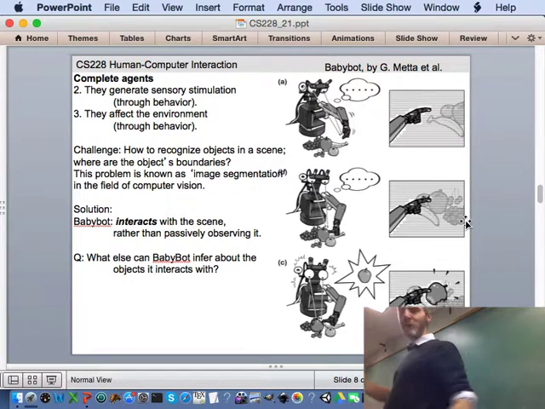Given what I've just told you, and thinking about what BabyBot can exploit, BabyBot can do things. It can push against the world and observe how the world pushes back. And some of what it sees is its effect on the environment, in this case, the objects in front of it. What else could BabyBot start to learn about these objects in front of it?